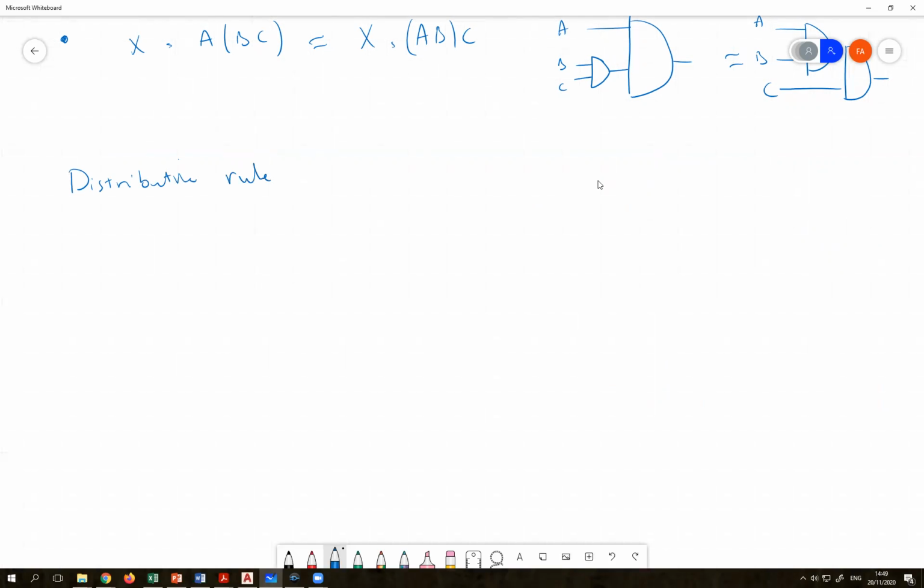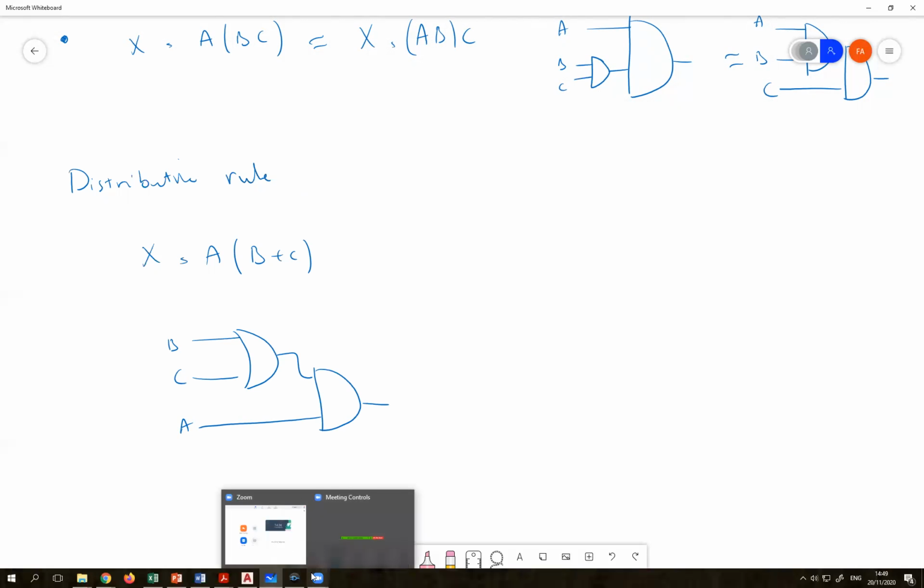This is an important rule. What it says: if I have X equal A and B or C, let me draw that for you. I have B or C, then an AND gate. This is A and B or C.